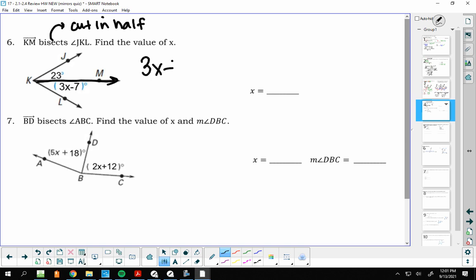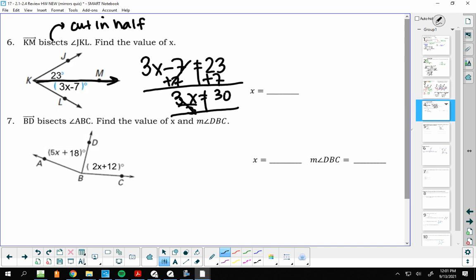So 3x minus 7 equals 23. Add the 7 over first. If you add it to one side of the equation, you have to add it to the other. 3x equals 30. Divide both sides by 3. And we get x equals 10.